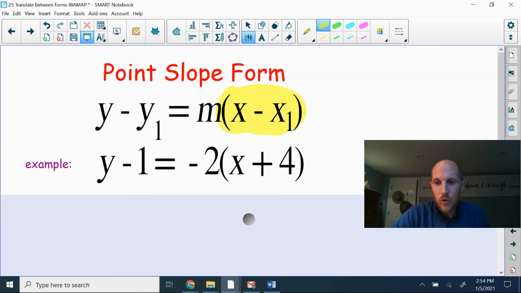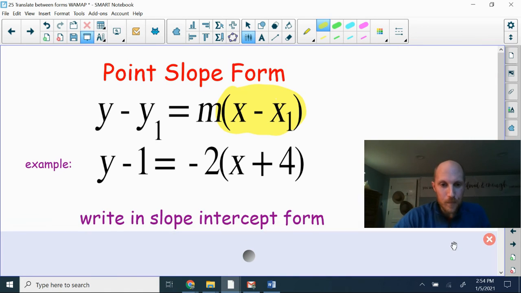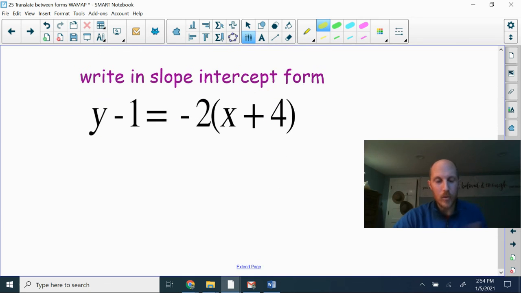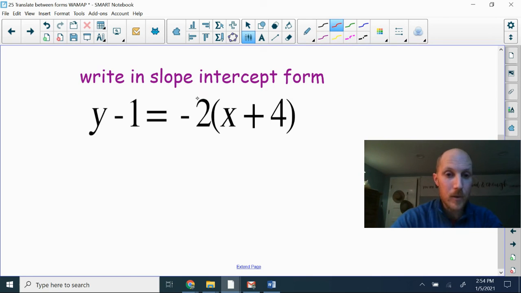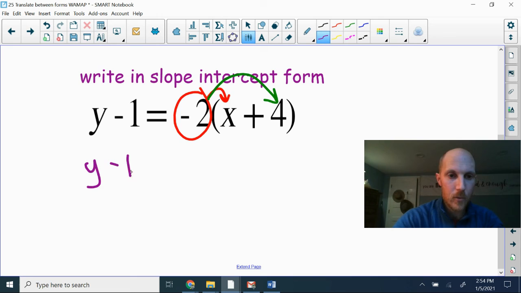And again, if we need to rewrite this equation from point-slope form into slope-intercept form, then it's going to take us 2 steps. There's going to be a couple of different steps this time because we're coming from a different place than what we were last time when we looked at standard form. So step number 1 is to get rid of these parentheses. I'm going to take this -2 and I'm going to multiply it onto both the x and the 4. So y minus 1 equals, that all comes down, and then in red, -2 times x, that's -2x. And in green, -2 times 4, that's -8.